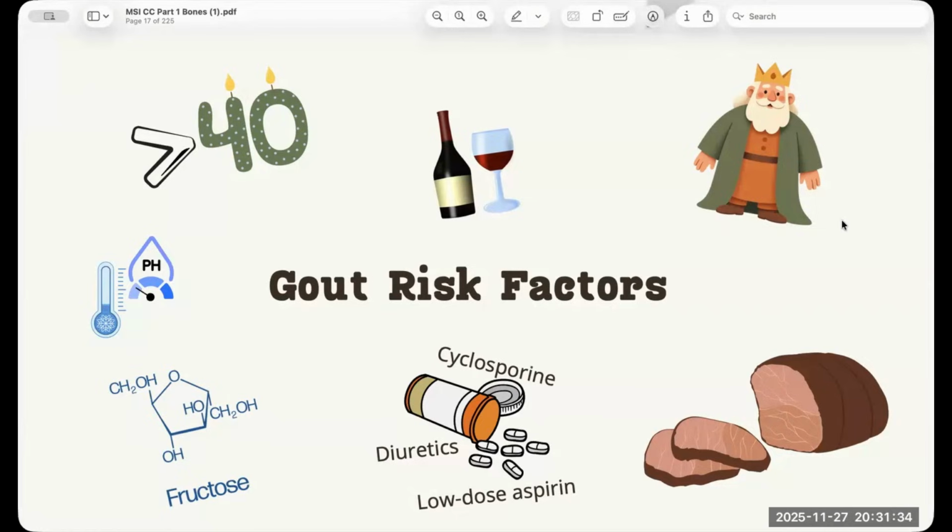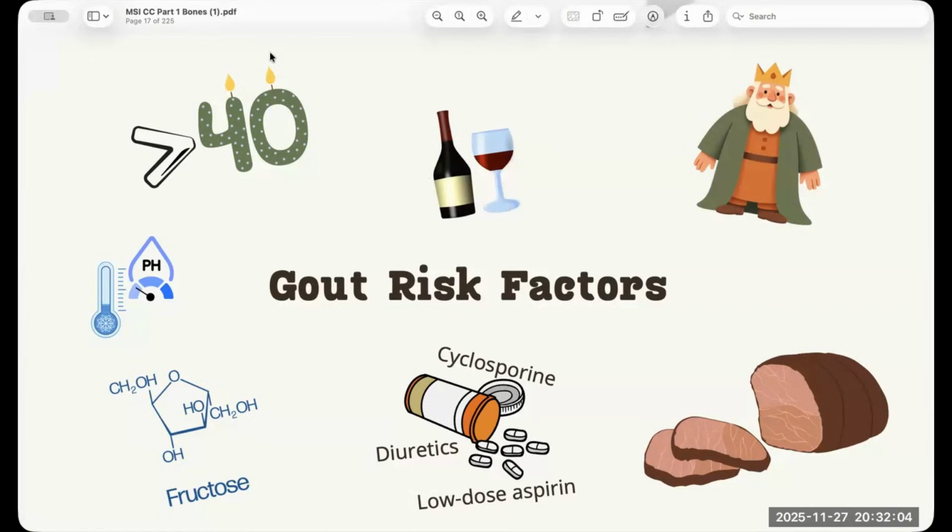And thirdly, he's a king because this disease is known to be the disease of kings. Why? Historically, kings used to eat so much meat because they were super rich, of course, and meat was the food of the rich along with alcohol, and they wouldn't be as active. So having this purine intake with no activity leads to gout.